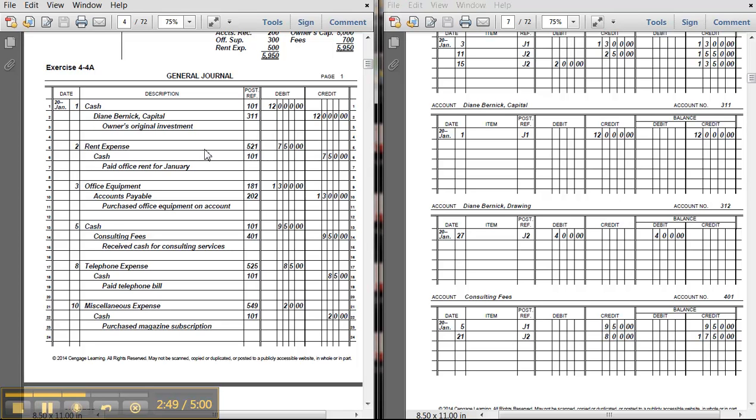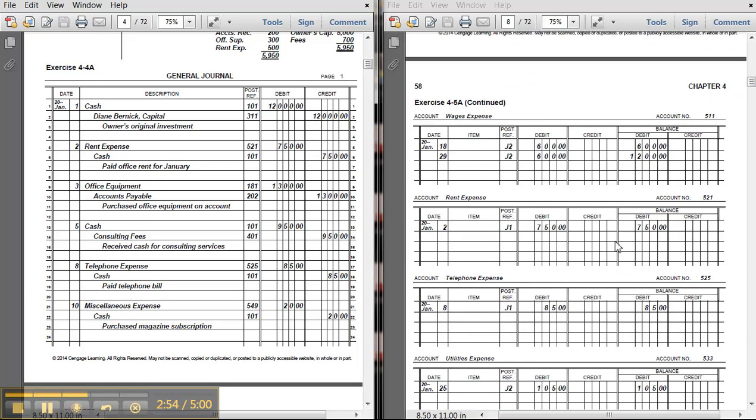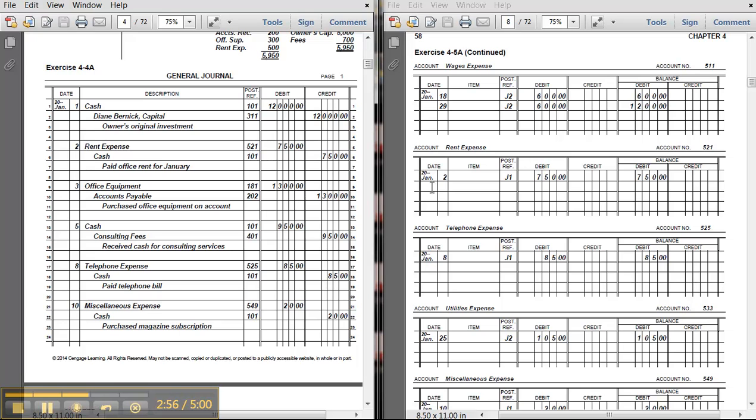Okay, then I debited my rent expense account for $750. So I'm going to scroll down and find my rent expense account. So I put in my date, the second, $750 debit. My new balance is $750 debit because there was nothing there before. And also rent expense increases with the debit. Its normal balance is a debit.